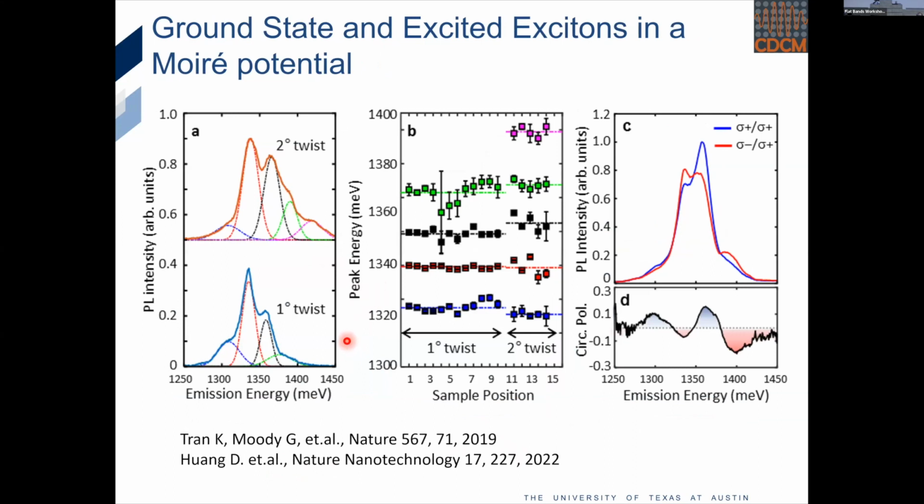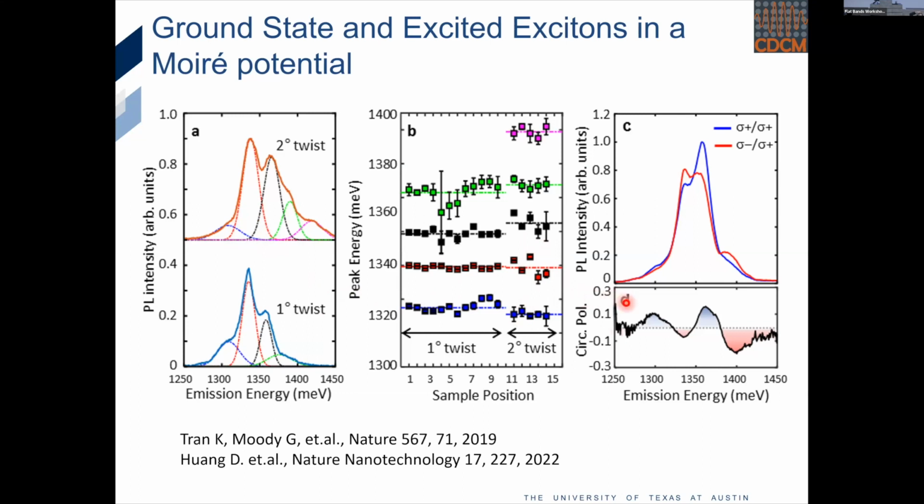Just to say that this is always the hard work of graduate students making a dozen samples and finding the highest quality ones. And these are the two early samples we studied with different twist angle. There are multiple interlayer exciton transitions, and the energy spacing is indeed getting bigger at a larger twist angle, because the lateral confinement is getting smaller, so the energy spacing is getting bigger.